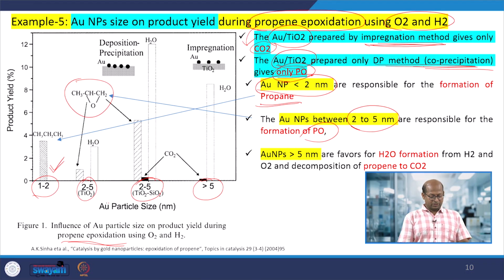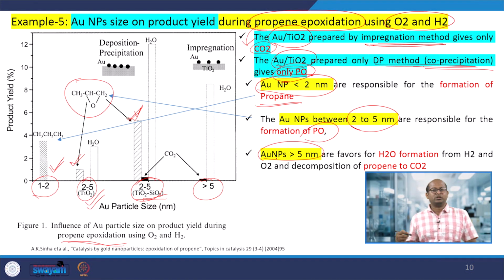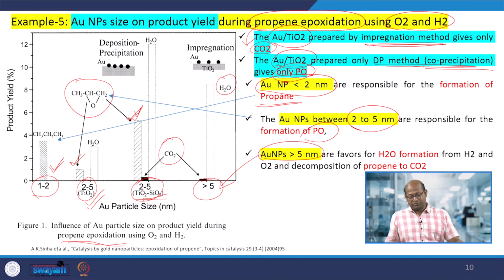Then titania and titania silica, both supports were used. When only titania was used, the product yield was low. When titania silica was used with particle size 2 to 5 nanometers, the yield was slightly increased. When the particle size was more than 5 nanometers, you can see only water and CO2 formation is there. So instead of the desired product, undesired product formation is there.